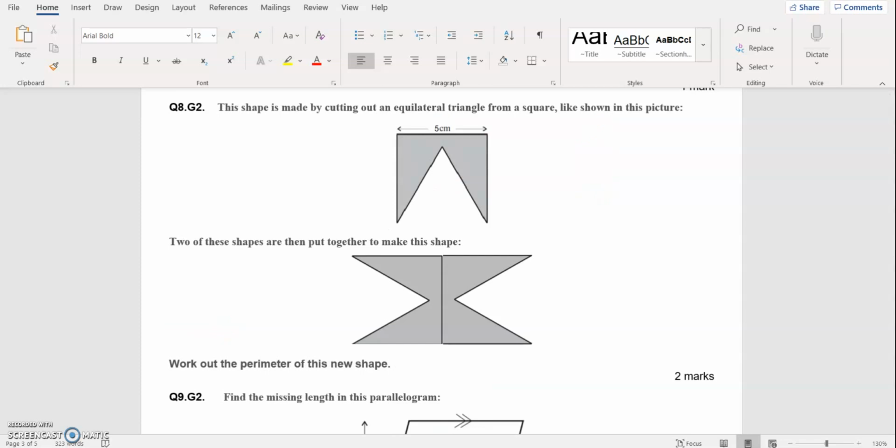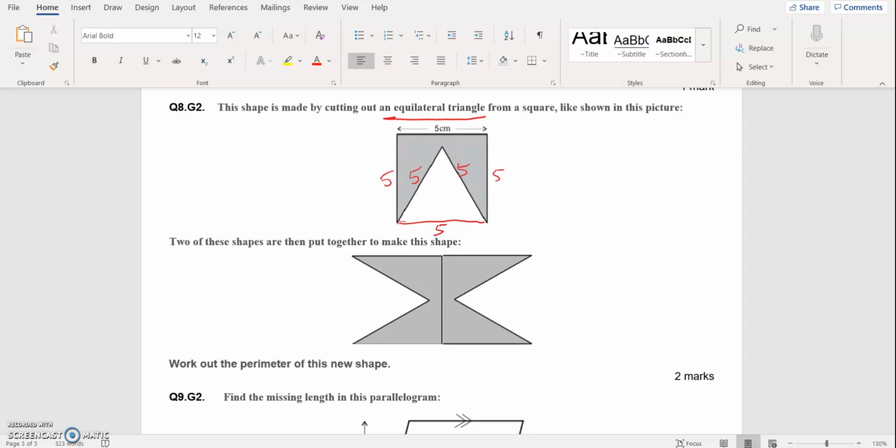Now in this other question we have, this shape is made by cutting out an equilateral triangle from a square, like shown in this picture. So we've cut out an equilateral triangle, which means having equal sides. So there was a triangle here which has equal sides, and it's cut out from a square. So a square, as we know, has equal sides as well. So this is 5 centimeters, this is 5, this is 5, this is 5. And since this triangle is equilateral, that means that this is 5 as well, and this is 5 centimeters.